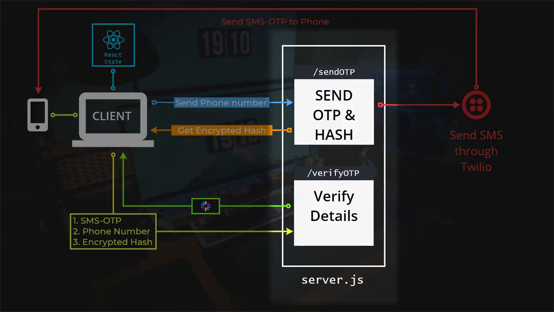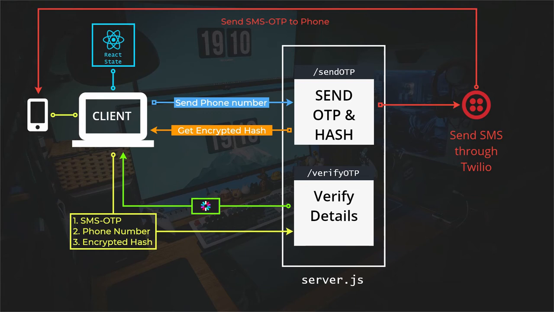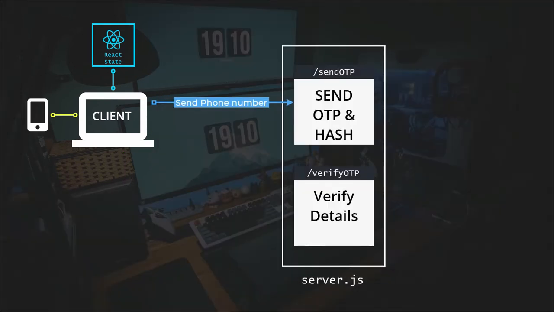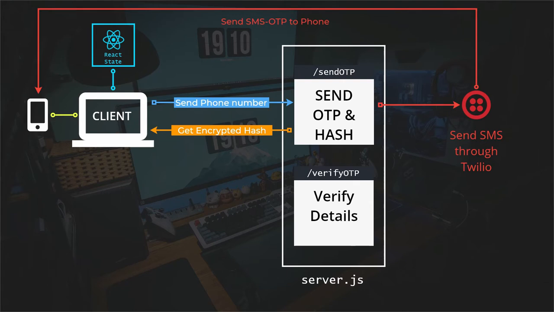Now on the right side as well, you can see there are two routes called send OTP and verify OTP in this server JS file as well. Now on the left side, we have our client side that is based completely on React. And the first thing we'll do is send this phone number, get this encrypted hash, and send this SMS through the Twilio SMS API.